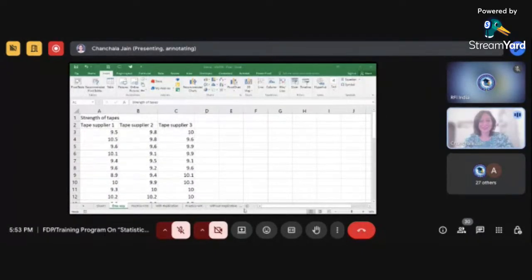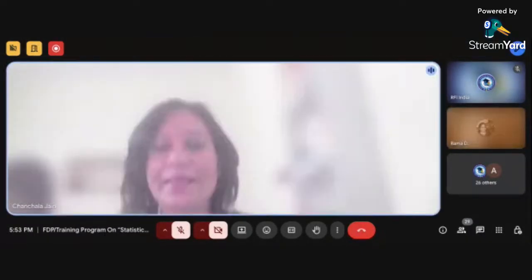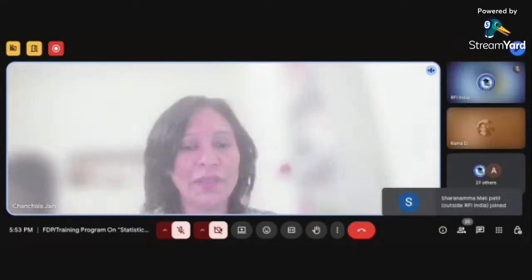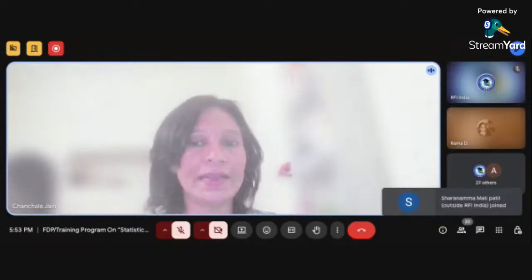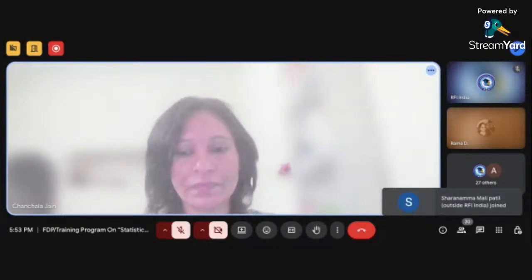I will stop sharing my screen because I think I have only shared my Excel sheet, so we would not be able to see my data analysis toolpack. Now I'm sharing my entire screen. It's visible.